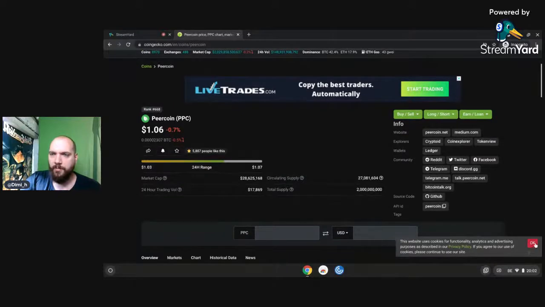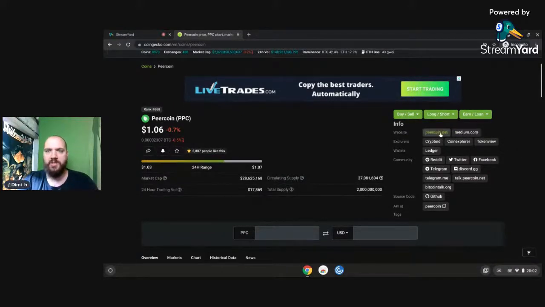What interests me most here? Dedicated website, peercoin.net. There's an article on Medium, so I'm going to click those open. More on that later. I'm first going to explore the CoinGecko site. I see here Explorers: Cryptoid, Coin Explorer, and Token View. I'm going to say it underlines it has its very own blockchain, so it isn't a token, it isn't built on Tron, Ethereum, Binance, etc. So it has its own blockchain. It is a self-sustaining project.